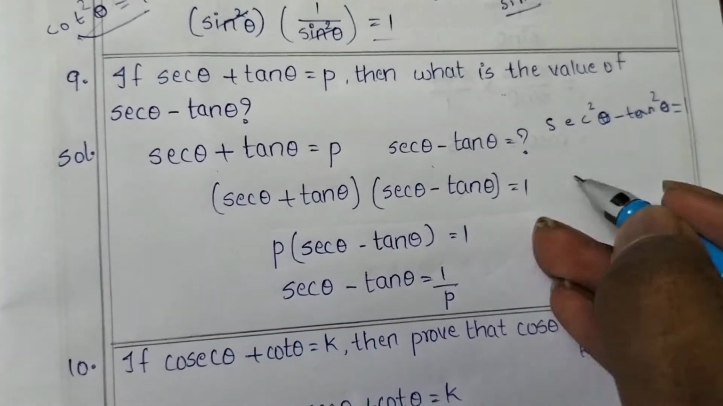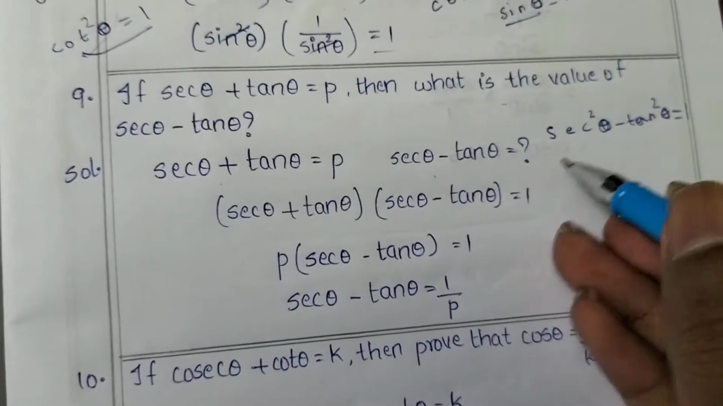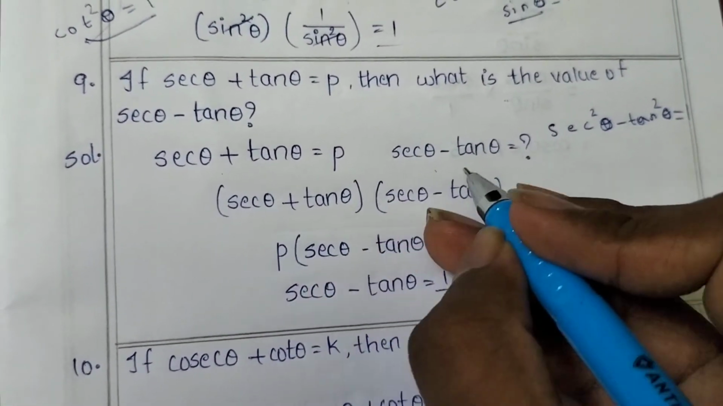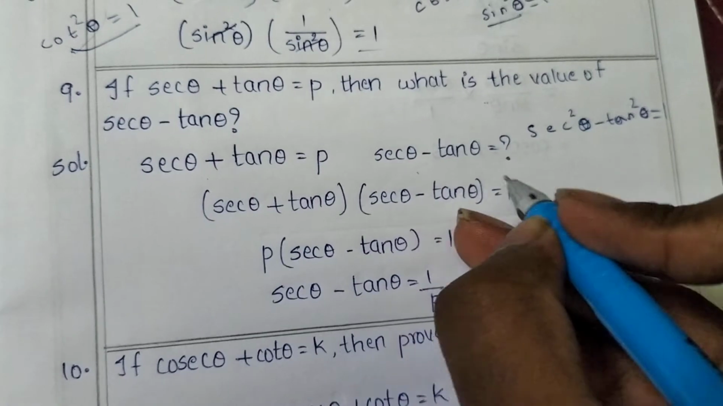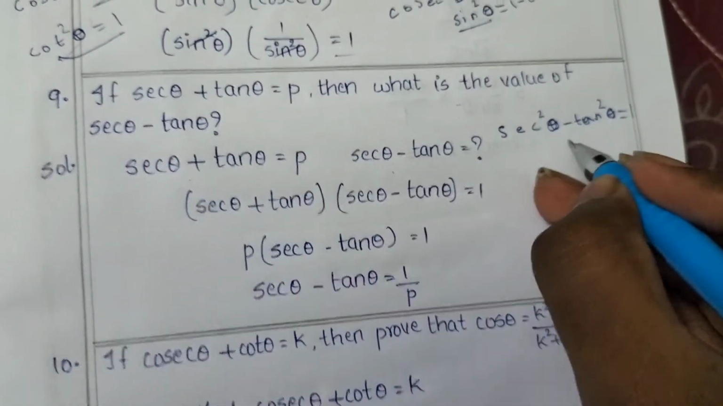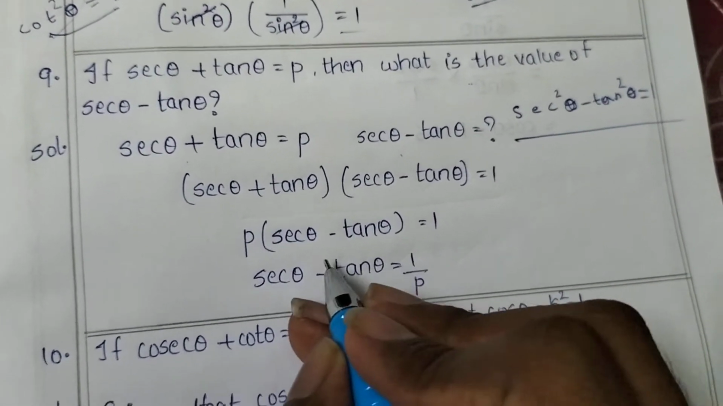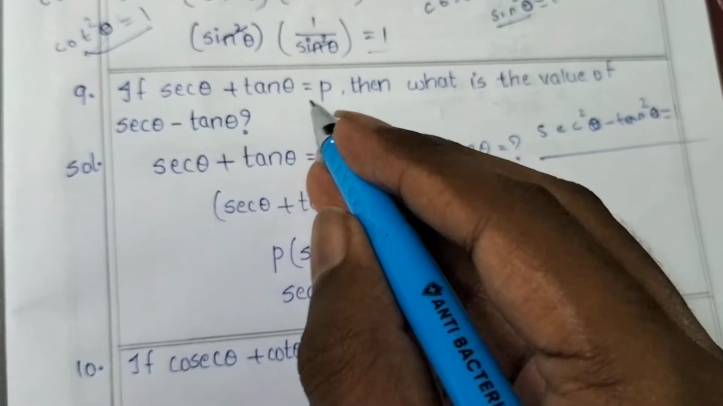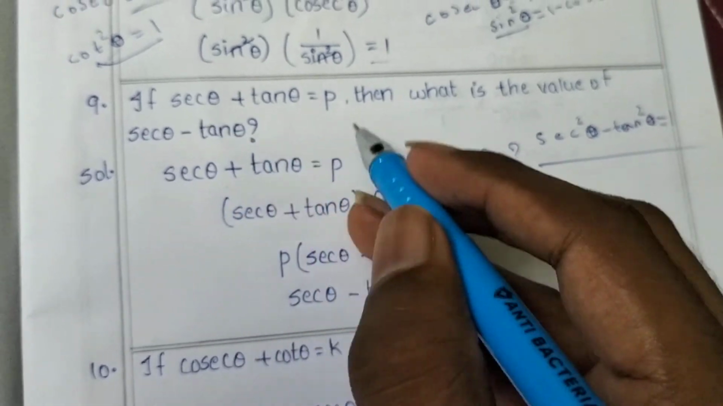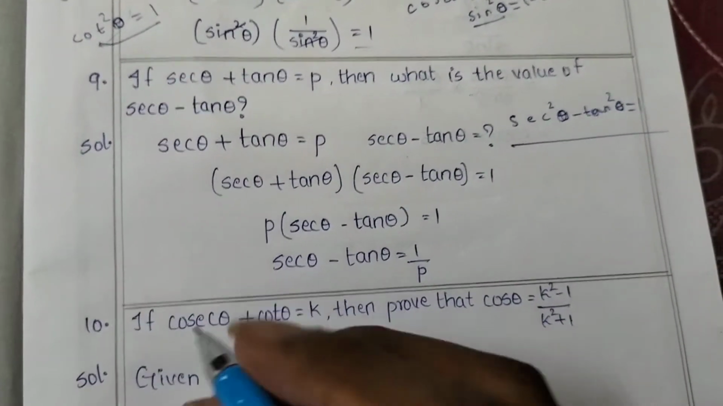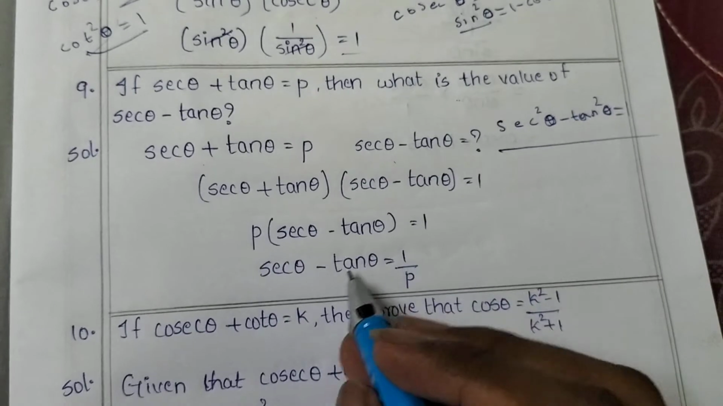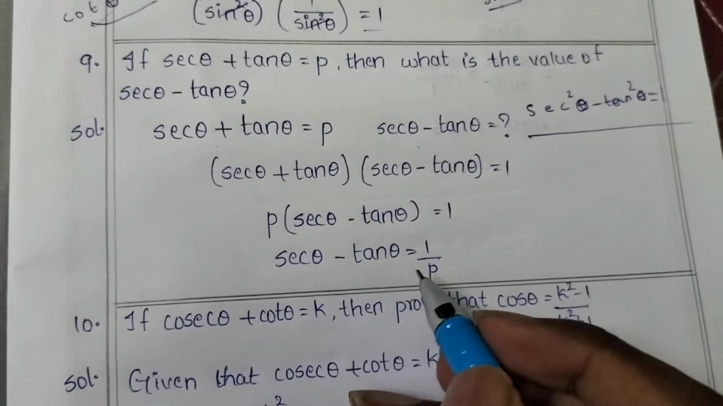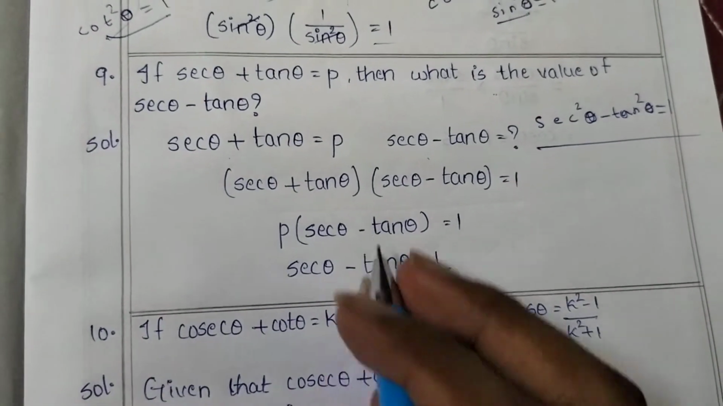See, (a plus b) into (a minus b) is nothing but a square minus b square. A is secant and b is tan. So (secant theta plus tan theta) into (secant theta minus tan theta) is equal to 1, because secant square theta minus tan square theta is equal to 1. Now substitute p for secant theta plus tan theta, because the given one is this one only. So p into (secant theta minus tan theta) is equal to 1. Now transposing p to this side, secant theta minus tan theta is equal to 1 by p.